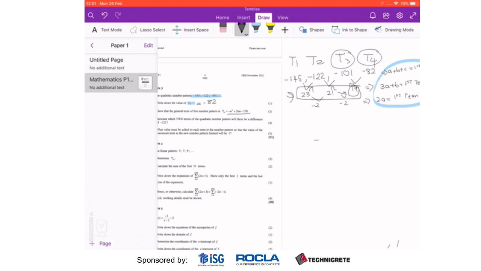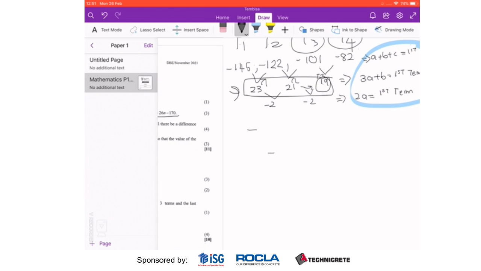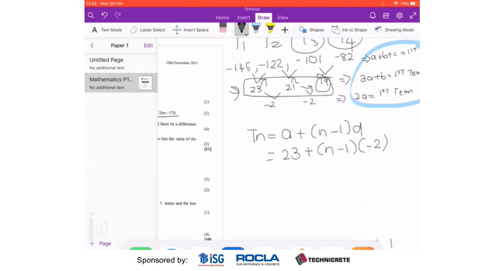Okay, so let's firstly create a pattern from what we have here. This is now a linear pattern, so we're going to use the linear formula, which is Tn equals a plus (n minus 1)d. a is 23, n minus 1, and the difference is negative 2. So now we're going to simplify: 23 plus negative 2n plus 2. So it's going to be equal to 25 minus 2n.